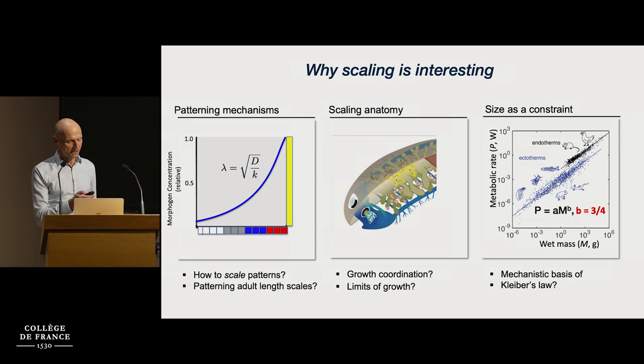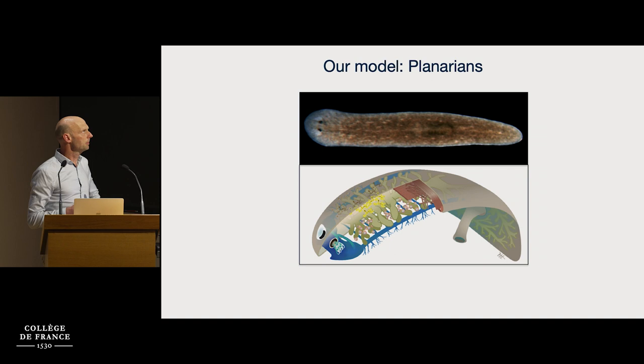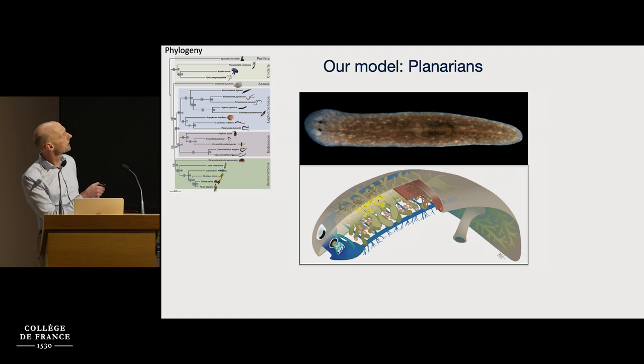So now, the model system we use in the lab is planarian flatworms. And up front, planarians are fairly normal animals. Phylogenetically, they are in the Lophotrochozoa, so they are more closely related to leeches or mollusks, but they are far away from C. elegans, the roundworm. And that means simply that worm-like body plans have arisen multiple times in evolution.